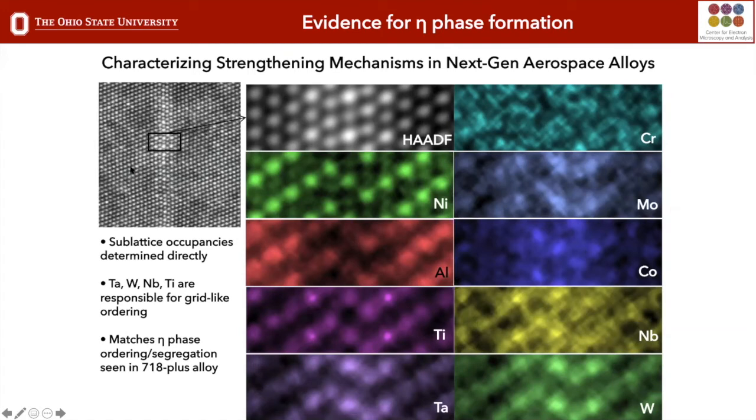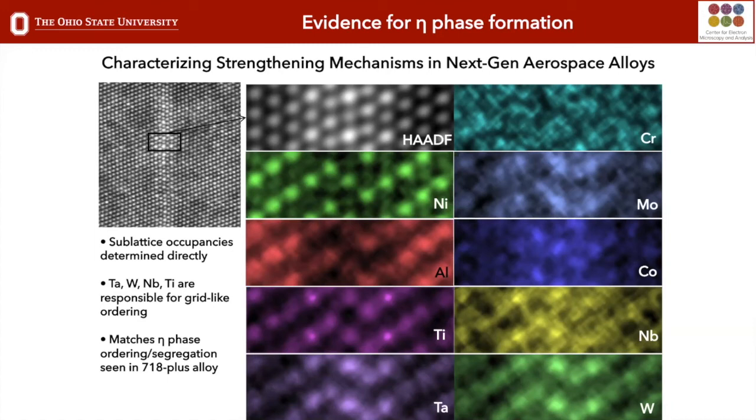And this allowed us to quantify what was sitting on various atomic sites and correspond this to the eta phase. And what we found was that eta phase was forming on this site, on this twin boundary, which was inhibiting creep. And so in developing next generation aerospace alloys, we want to reduce the weight of these.